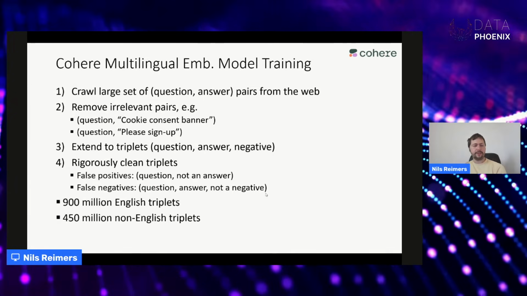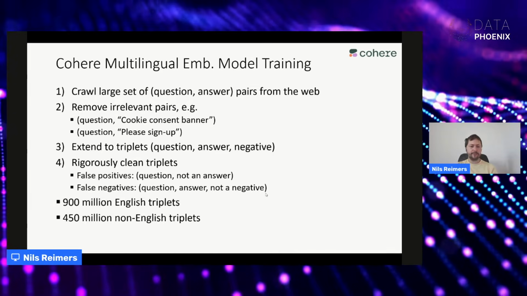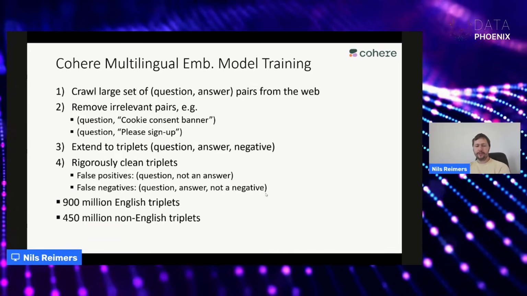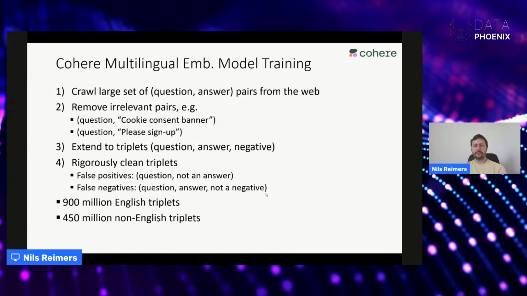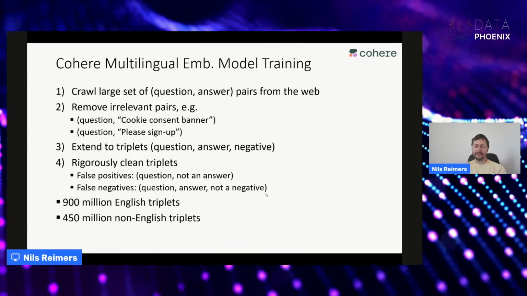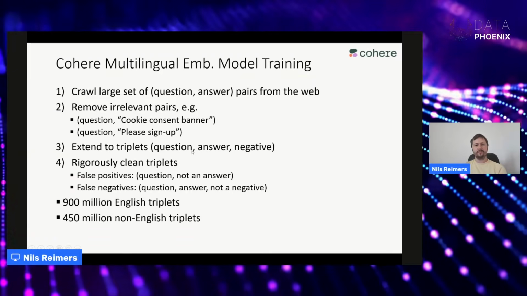And the challenge here is the scale. At the end, we had close to 1 billion English triplets and close to half a billion non-English triplets. So you need really good automated ways to look into this and clean it. It's sadly not doable by hand, especially not if you want to do this across 100 languages.